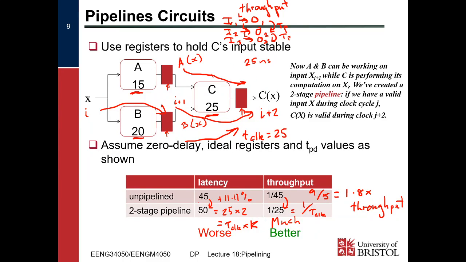However, the latency is the time from our input X becoming available to the corresponding C of X becoming available, right? So what will happen is, say at t equals 0, X becomes available. Actually, X is valid. One clock cycle later, t equals T clock, which equals 25 nanoseconds, A of X and B of X are valid, because that's the time at which the output of A is copied through the register to produce RA of X, right? And similarly, it's the time at which the output of B is copied through the register to give us RB of X as an input to C.